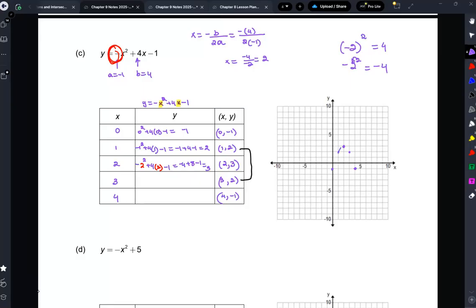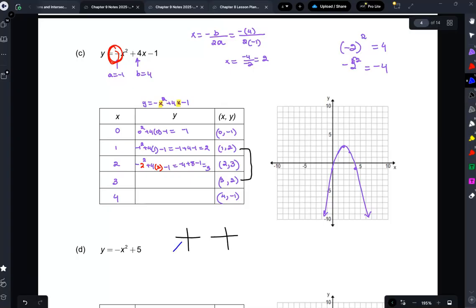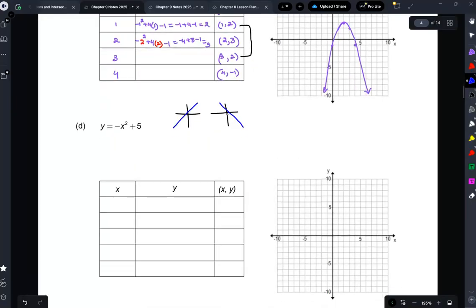And look at this one. Now it's this way. So a parabola can be facing up. It can be facing down. It's not going to be lying on its side. Just like I can have an equation of a line going up or a line going down, these two can be facing both ways.